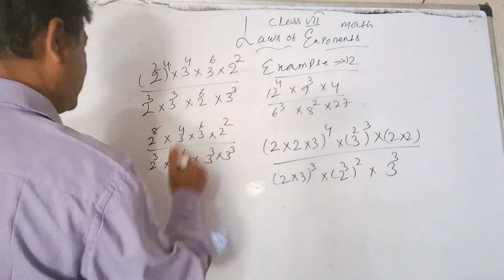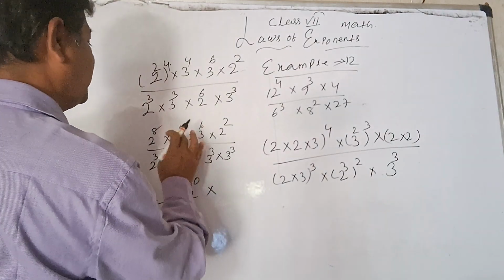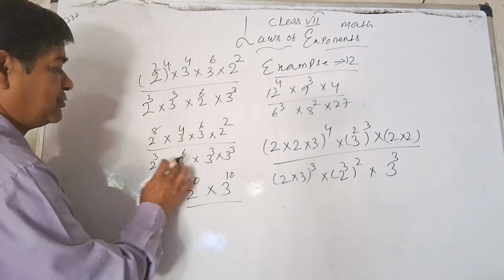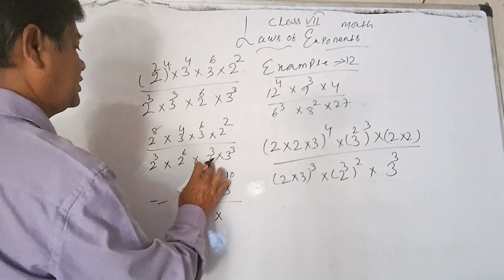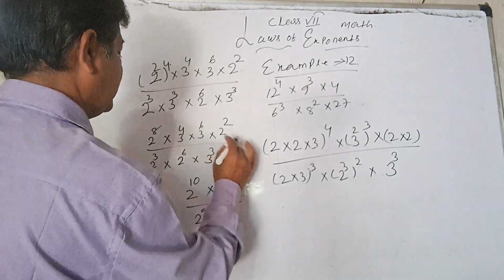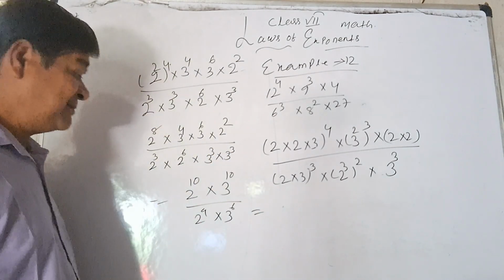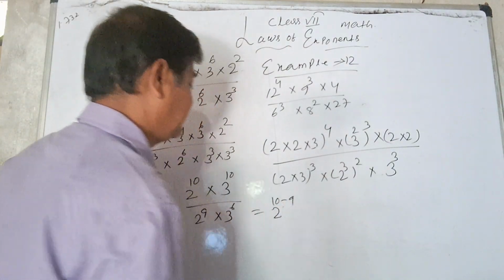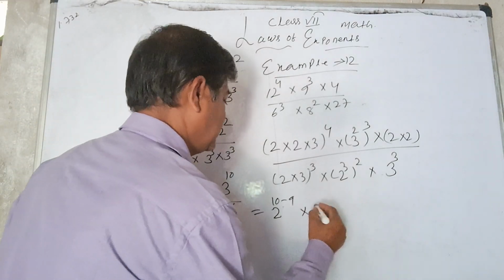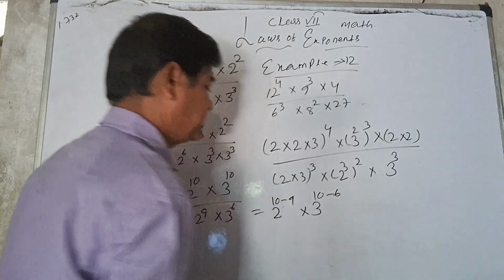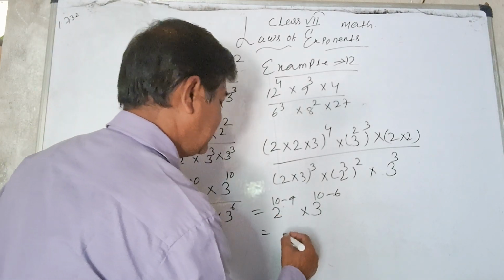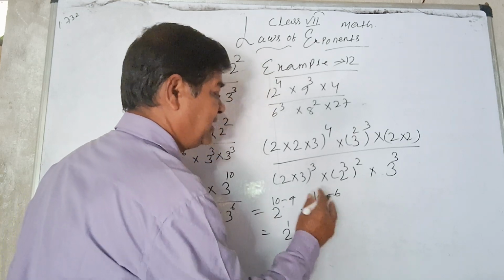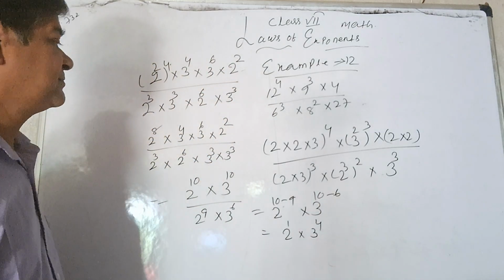Here 2 to the power 8, 2 to the power 2, answer will be 2 to the power 10. Similarly, 3 to the power 4, 3 to the power 6, answer will be 3 to the power 10, divided by 2 to the power 9, into 3 to the power 3 plus 3, 6. What is the answer? 2 to the power 10 divided by 2 to the power 9, answer will be 2 to the power 10 minus 9. Similarly, into 3 to the power 10 minus 6. Answer will be 2 to the power 1, or simply 2, into 3 to the power 4 is your answer.